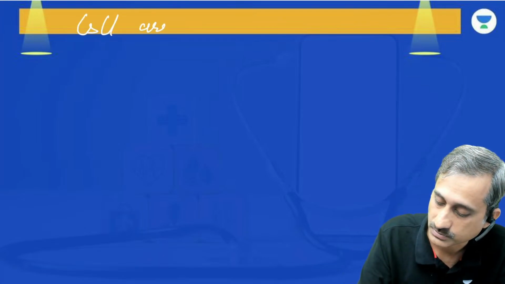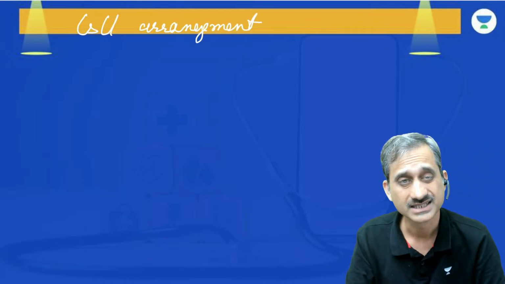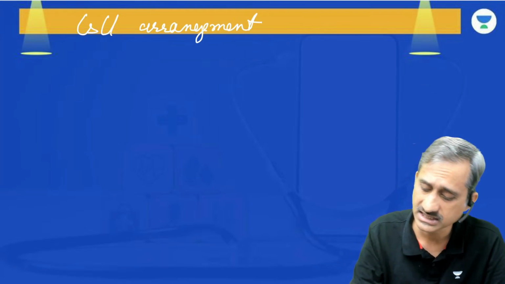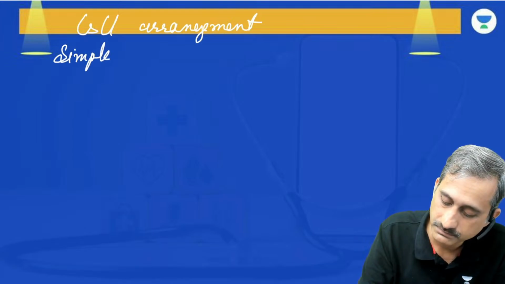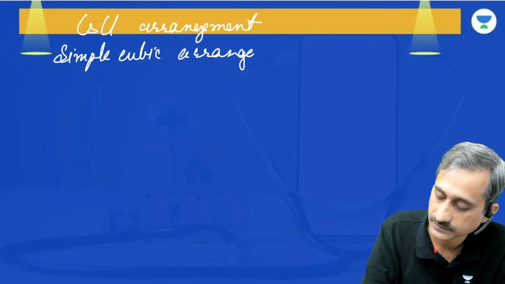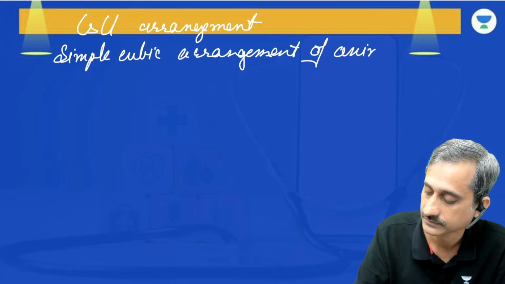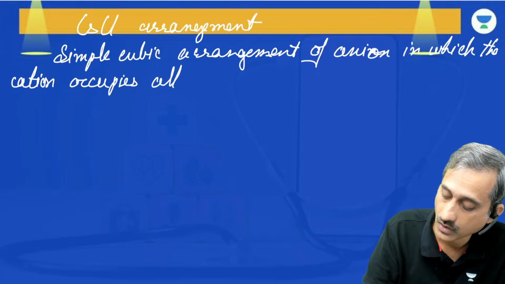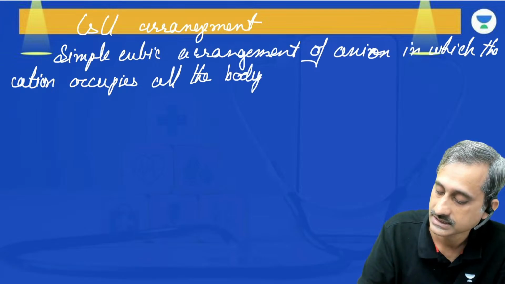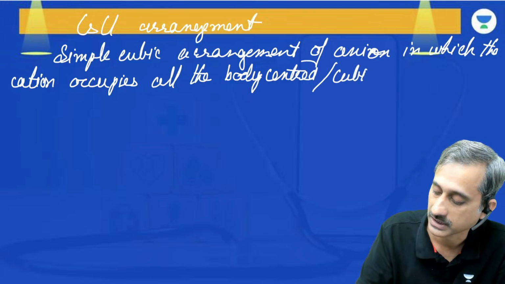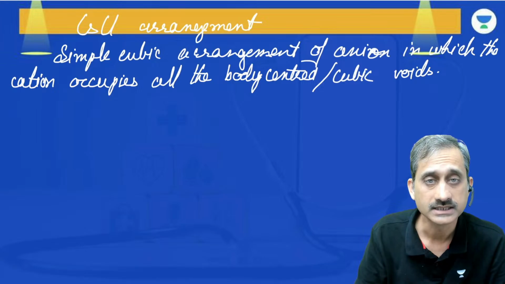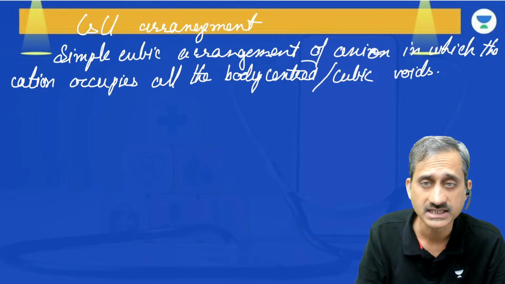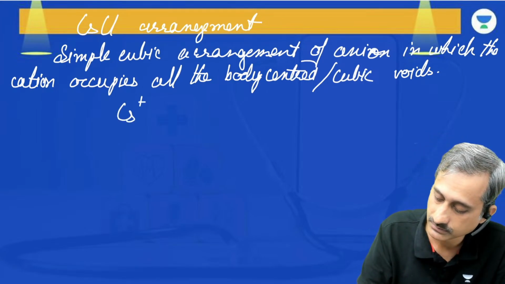Now, having talked about this, we have something called the cesium chloride arrangement. What exactly is the cesium chloride arrangement? The cesium chloride arrangement is the simple cubic arrangement of anion in which the cation occupies all the body centered or cubic voids. Clear? It's a simple cubic arrangement of the anion in which the cation occupies all the body centered or cubic voids. Now, this is what we call a cesium chloride arrangement.